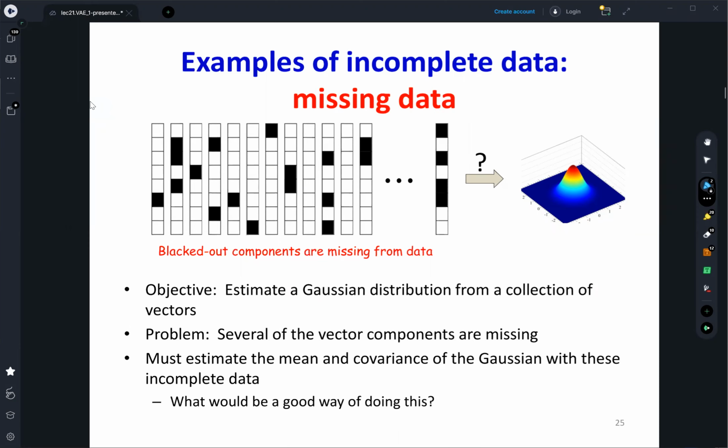In this case, if you want to compute a Gaussian distribution for the data, would you be able to do it directly? Anyone? What would the issue be?